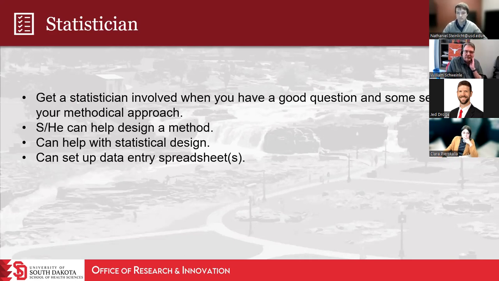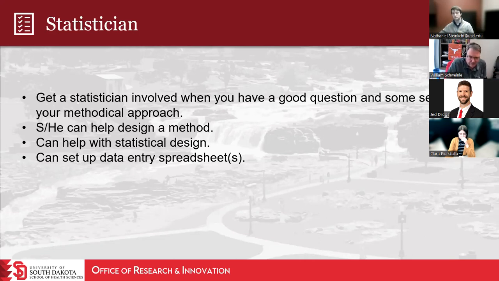So like I said before, getting a statistician involved when you have a good question and some sense of how you would like to approach it, we can often help you design the method, and we're thinking about how we're going to analyze it, what analysis is going to be necessary. We might not do the analysis ourselves. You might be able to do it. We can help you do that. And there's a thing called statistical design, which is designing your method in a way that's going to yield data that is analyzable in a way that will answer your question.